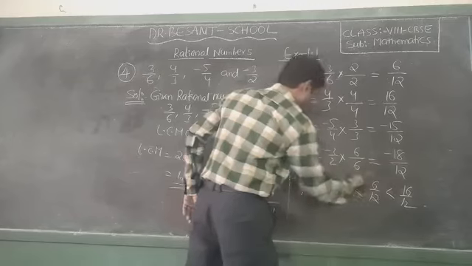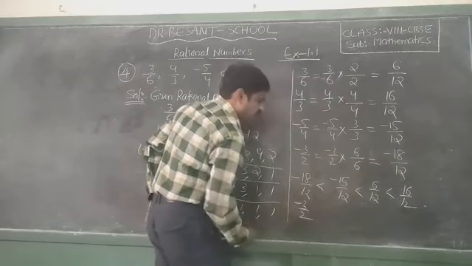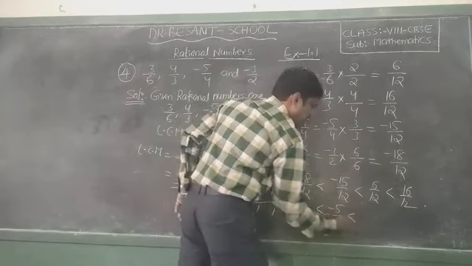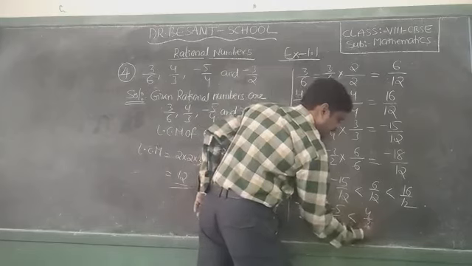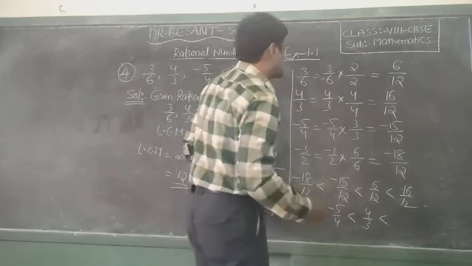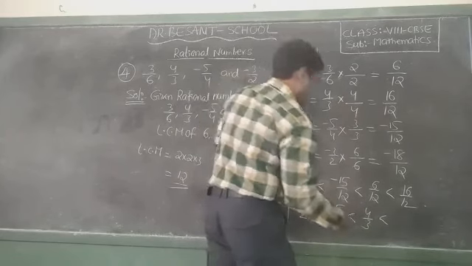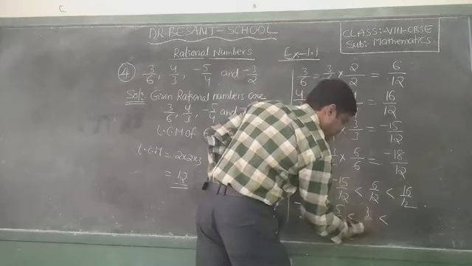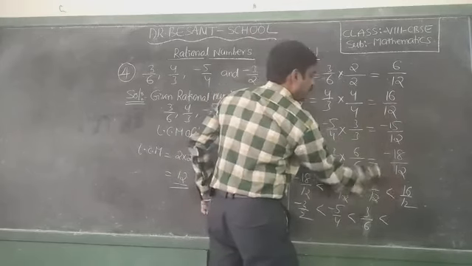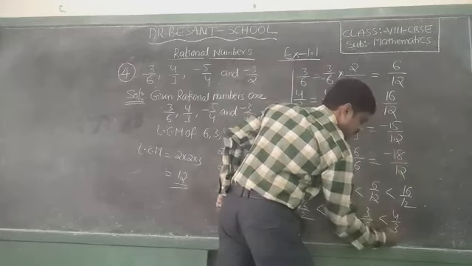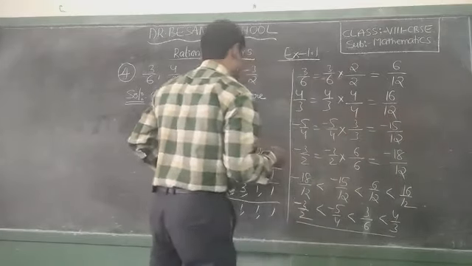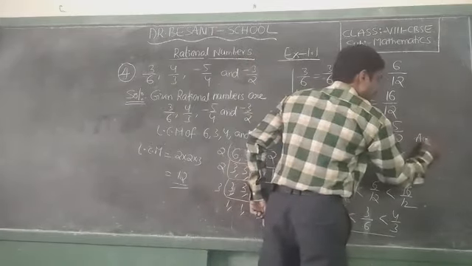So minus 18 by 12 indicates the rational number minus 3 by 2, next minus 5 by 4, next to 6 by 12 indicates 3 by 6, next to 16 by 12, 4 by 3. So this is the ascending order. Okay. Now it is ascending order.